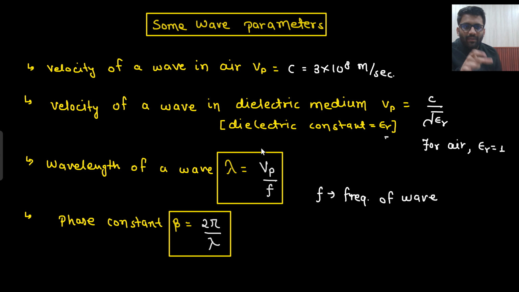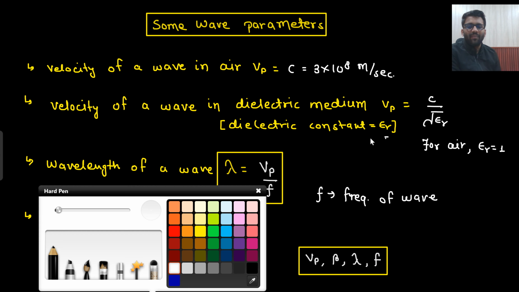In a particular dielectric medium having dielectric constant epsilon r, the phase velocity would be c upon under root epsilon r. The relation between wavelength and the frequency of the wave is lambda equals Vp by f. And what is the phase constant? That is beta, which equals 2 pi by lambda. So we have seen the relation between Vp, beta, lambda and f. Just see this slide and try remembering these terms.